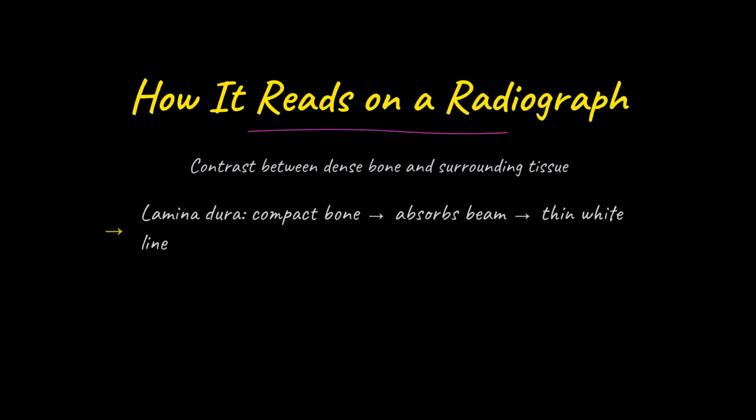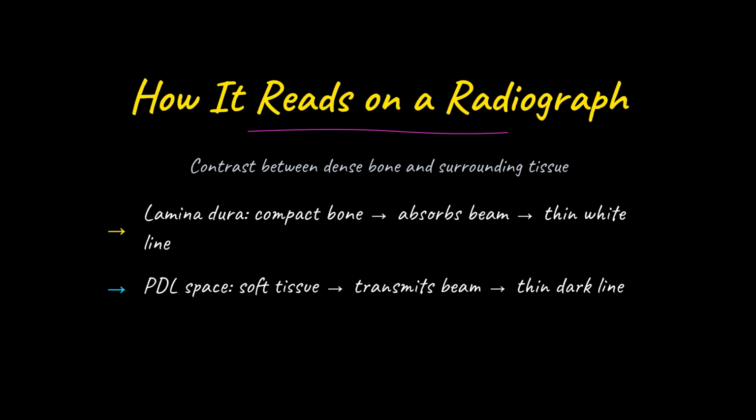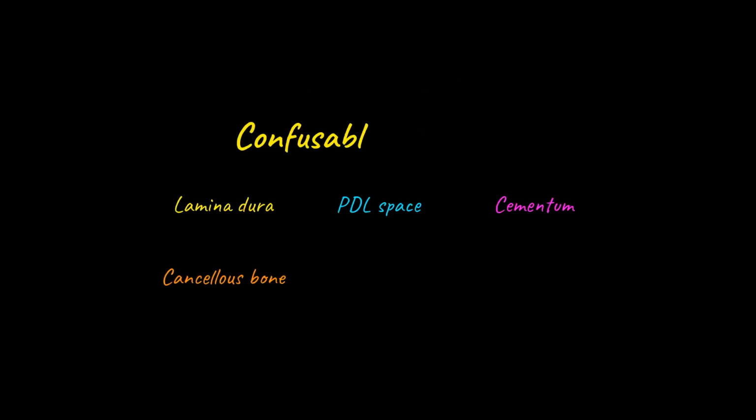Because the lamina dura is compact and heavily mineralized, it absorbs more of the X-ray beam and appears as a crisp radiopaque white line. Just inside it, the periodontal ligament space is soft tissue, so it transmits the beam and reads as a thin dark line. When both lines are continuous and well defined, the supporting structures are likely sound.